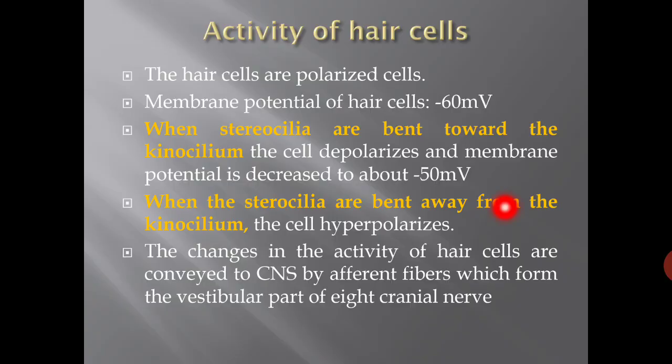Now the activity of hair cells. Hair cells are polarized cells. The membrane potential of a hair cell is minus 60 millivolts. When stereocilia are bent towards the kinocilium, the cell depolarizes and the membrane potential decreases to about minus 50 millivolts. And when stereocilia are bent away from the kinocilium, there is a hyperpolarization. The changes in activity of hair cells are conveyed to the central nervous system by afferent fibers, which form the vestibular part of the 8th cranial nerve.